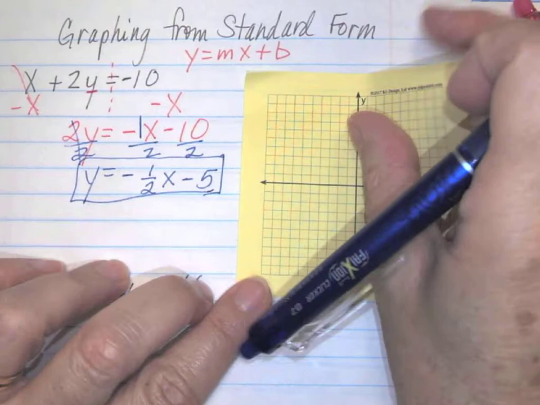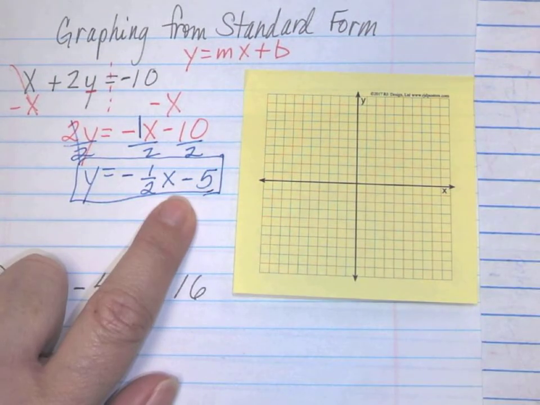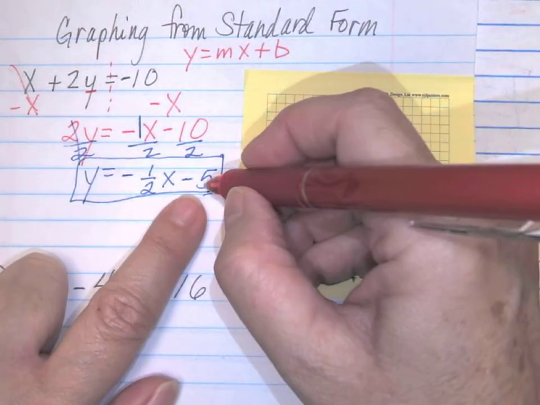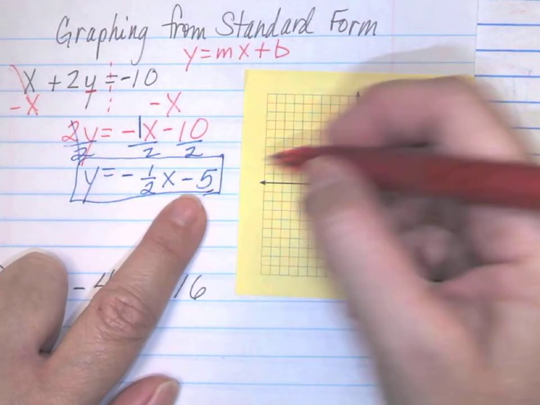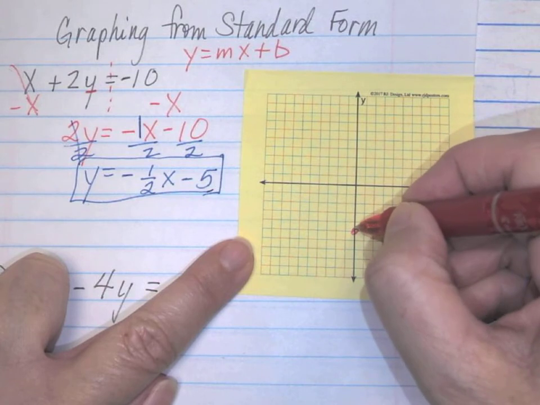I can see that the slope is negative 1/2 and the y-intercept is negative 5. So I start on my graph at negative 5. It's the y-intercept, so I start on the y-axis. 1, 2, 3, 4, 5.